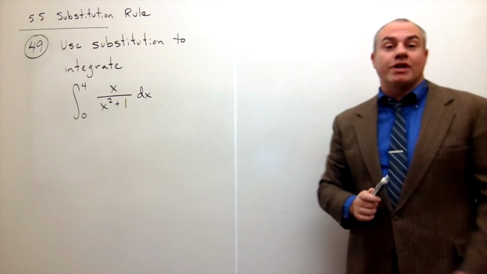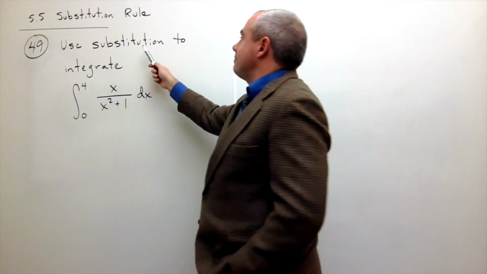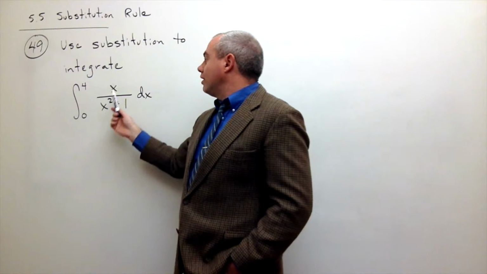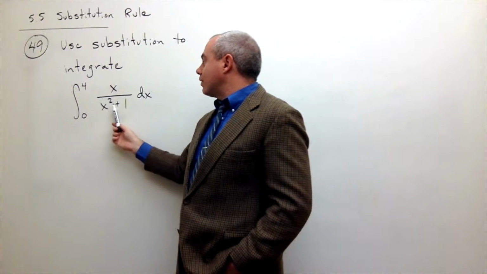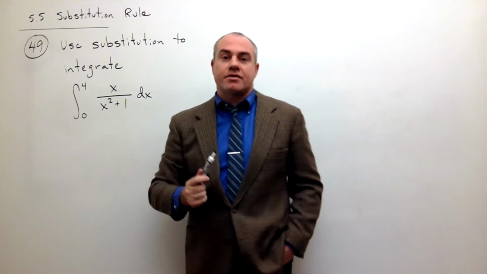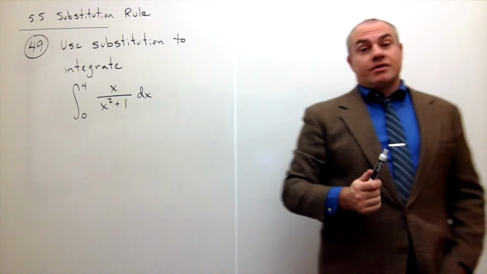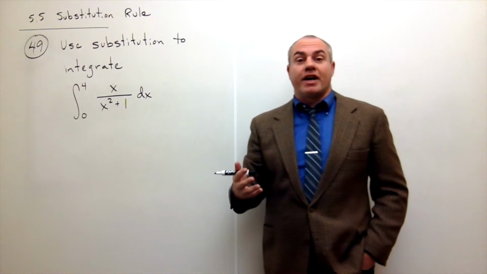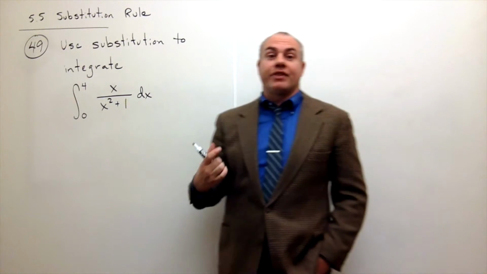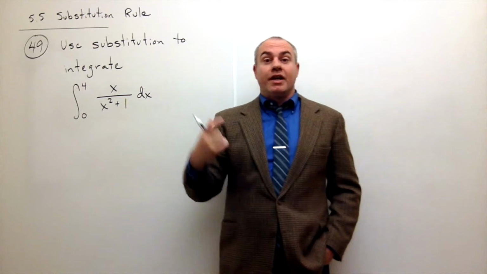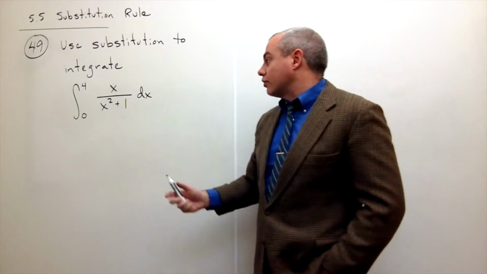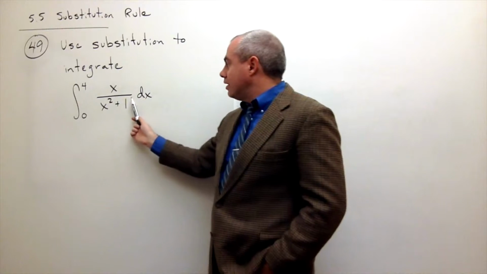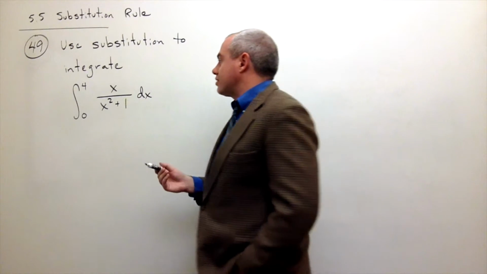In problem number 49, we'd like to use substitution to integrate the integral from 0 to 4 of x over x squared plus 1 dx. What we're looking for here is a way to substitute so that if I take the derivative of the thing that I substitute for, it shows up in the integral. I think that the closest thing we have here is the bottom. The bottom is x squared plus 1.